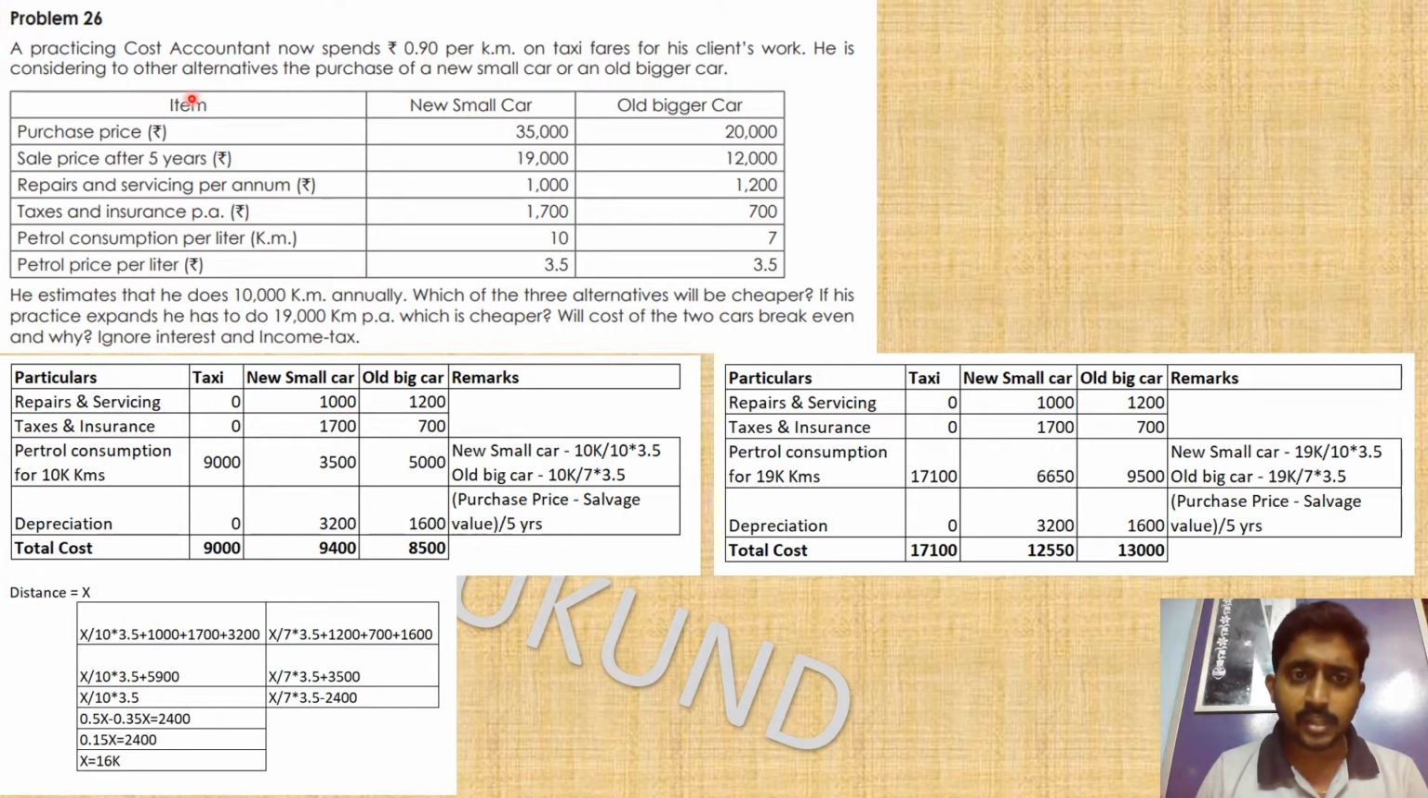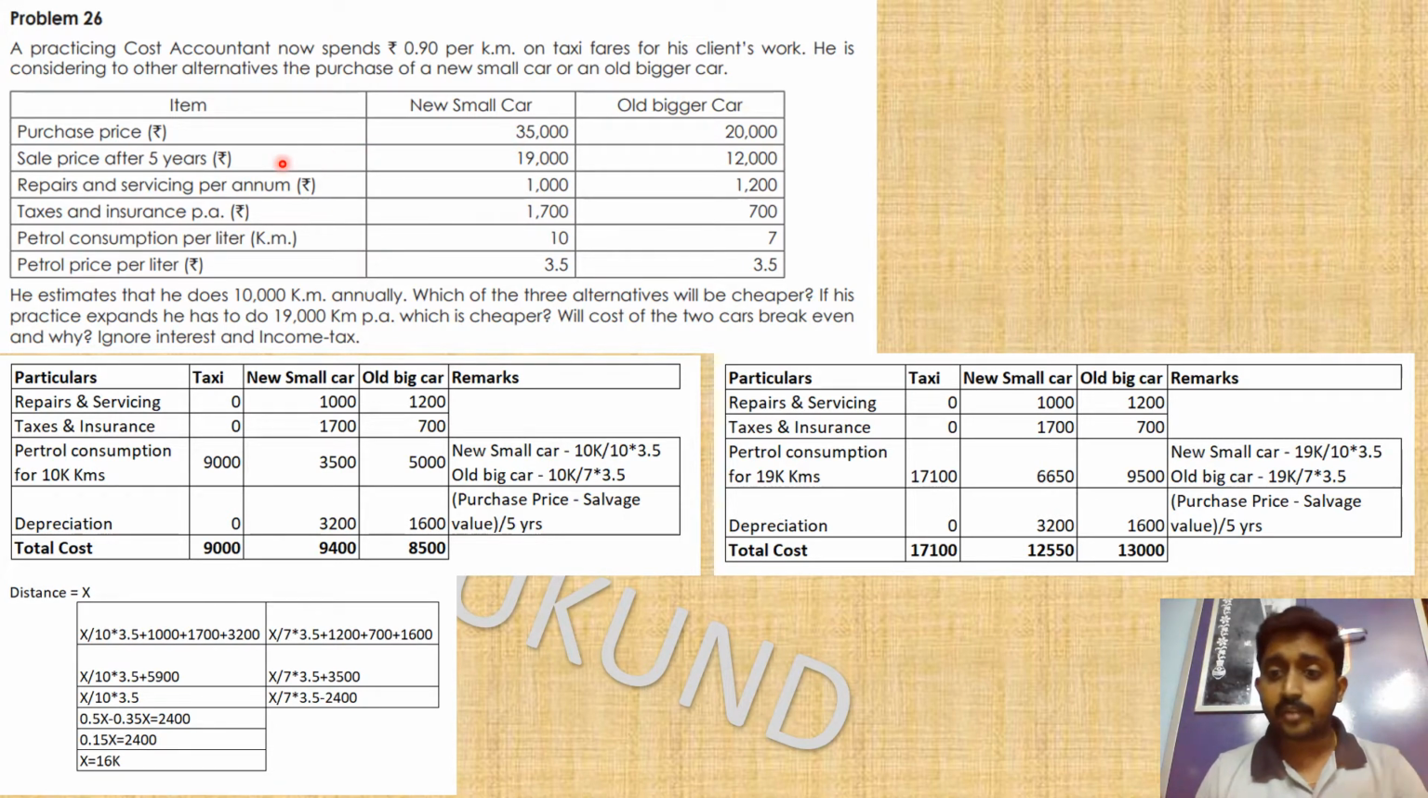He is considering other alternatives, the purchase of a new small car or an old bigger car. Practicing is also a wonderful profession that a CMA has. If you want to become a practicing cost accountant, this may be useful for you. This is a decision making in which he has three options. One is going by taxi to his client's place, or buying a new small car, or buying an old bigger car. The purchase price of the new small car is given as 35,000 and the old bigger car 20,000.